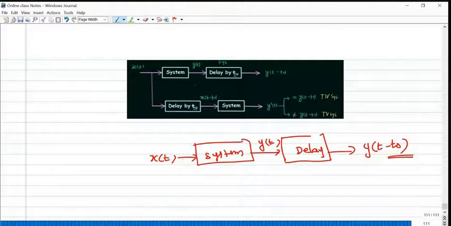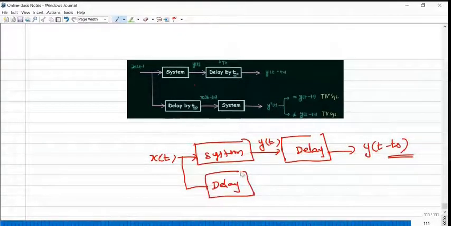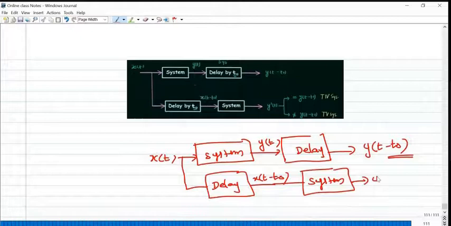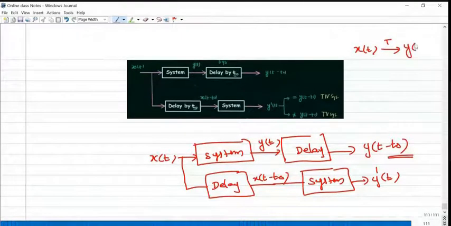Next, assume your input is delayed by t naught first. Your input is delayed by t naught amount of time: x of t minus t naught. And then this input is applied to the system. Now you will get one y of t. Let's say I call it y dash of t to avoid the confusion. X of t to the system, my output is y of t.